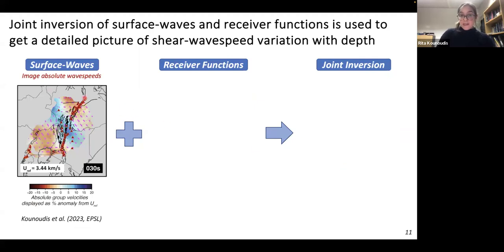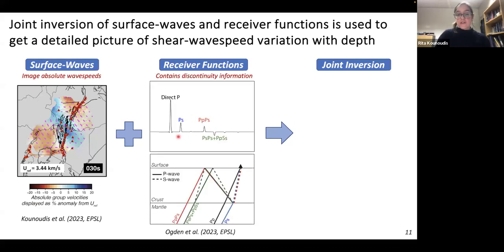To get a better picture of how wave speeds vary with depth, we jointly invert these surface waves with receiver functions, which are very good at pinpointing depths to discontinuities below the subsurface, such as the MOHO or the LAB. They measure both the direct arrival and reverberated phases in order to give us a good idea of what the crustal thickness is below a region.